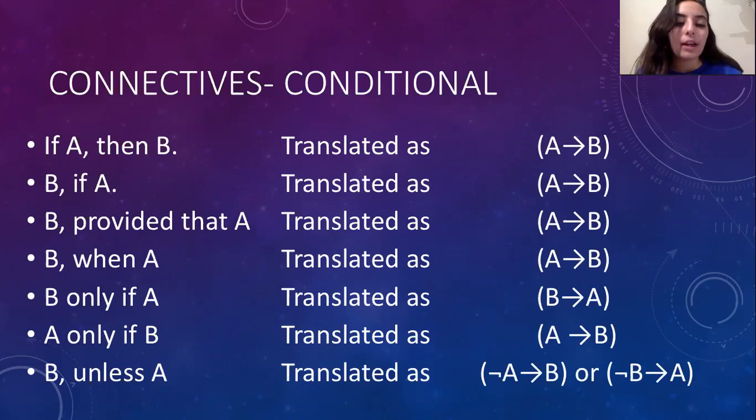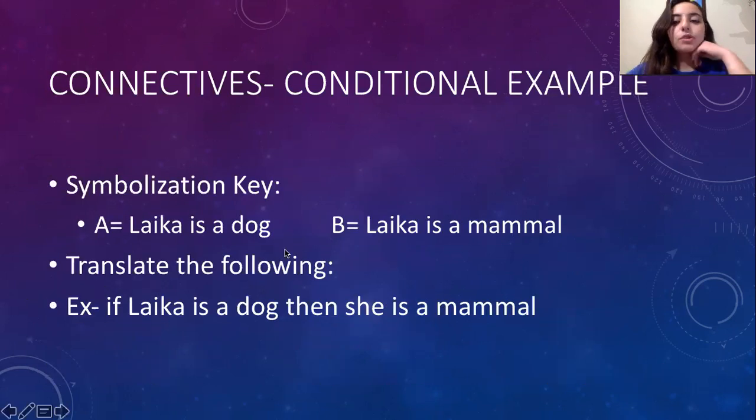Okay? And then the B unless A, just memorize it. Honestly, that was the most challenging. Not A, arrow, B, or not B, arrow, A. Okay? And let's take a look at some examples for you guys.